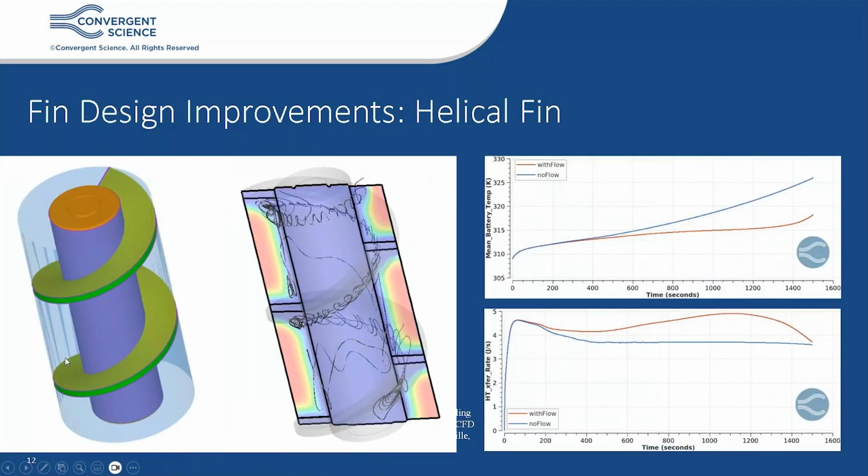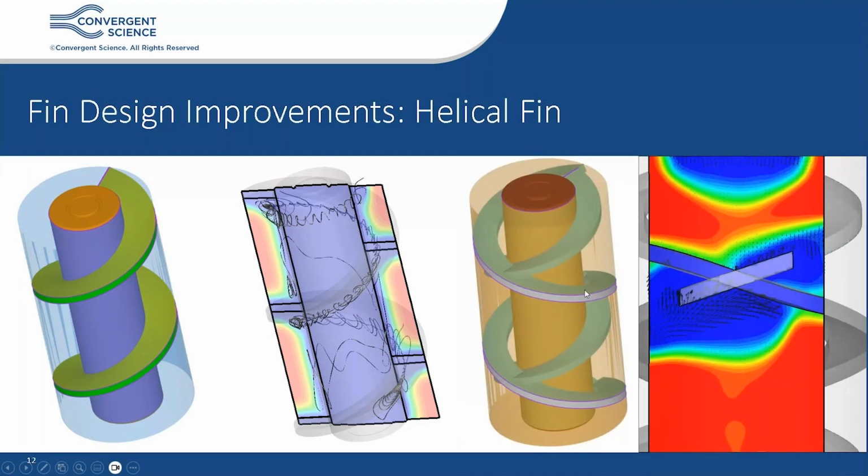We adopted a helical fin design that took advantage of these natural convection currents and flow along these helical designs. You can clearly see that a simulation run without flow gives much higher temperature predictions for the battery and lower heat transfer rates. But by enabling flow in our simulations using CONVERGE CFD, you can see that you get enhanced heat transfer due to convection and more realistic predictions for battery temperatures. And then you can further arrive at better designs for these metallic fins.